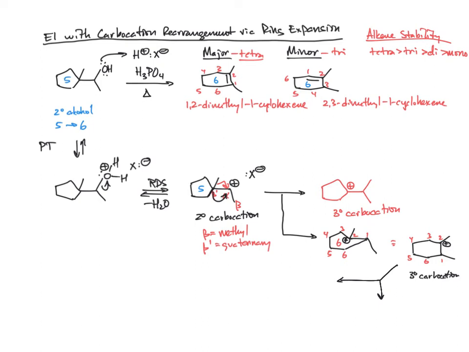Because we have to re-examine now what the alpha carbon is. So here's our alpha. We have now 3 different beta. So we have beta, beta prime, and beta double prime. We can see that beta is a methyl, beta prime is methylene, and beta double prime is methine.